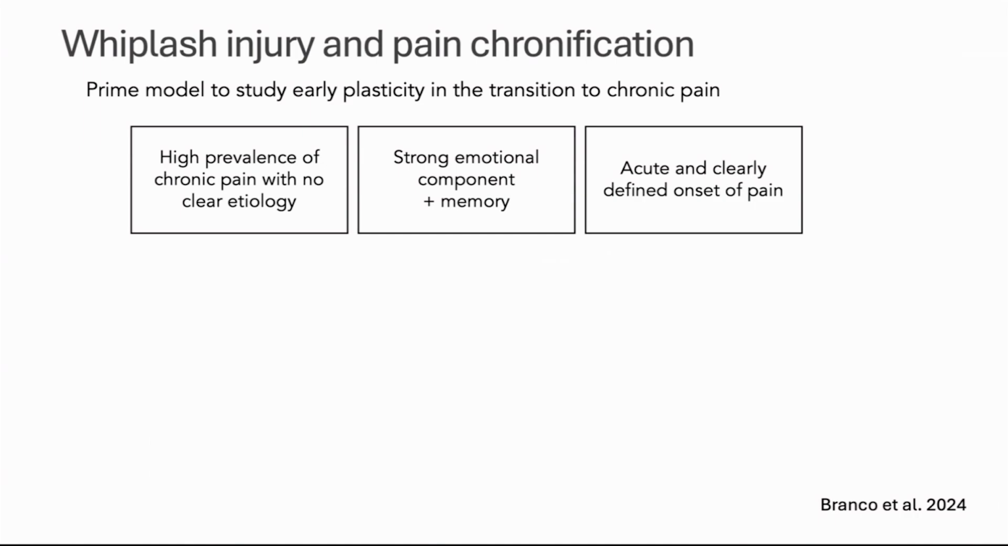But also, the whiplash injury usually is associated with a strong emotional component and a lot of formation of new memories, because this injury is usually associated with, for instance, a car crash that can even create post-traumatic stress disorders. And the other very interesting thing that we can do with whiplash injury that we cannot do with, for instance, subacute back pain, is that we know exactly when the patient had their accident. And so we know the exact timeline of pain onset.